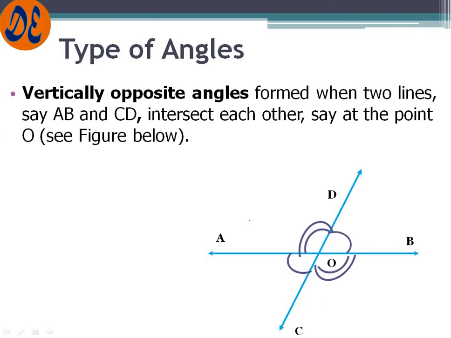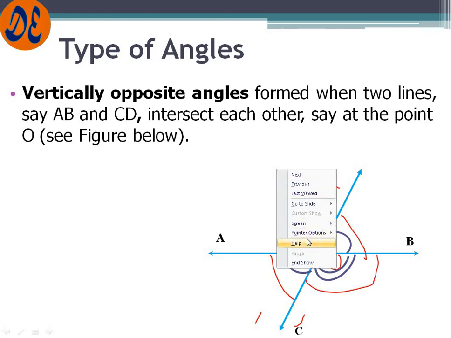Again, vertically opposite angles are formed when two lines intersect each other. Now here you can say there is a line AB and CD. If both lines meet at a point O, it is called that both the lines are intersecting one another. Now if both the lines are intersecting one another, what is happening? There are four angles forming. You can see one angle, two angles, three angles, and four angles being formed.